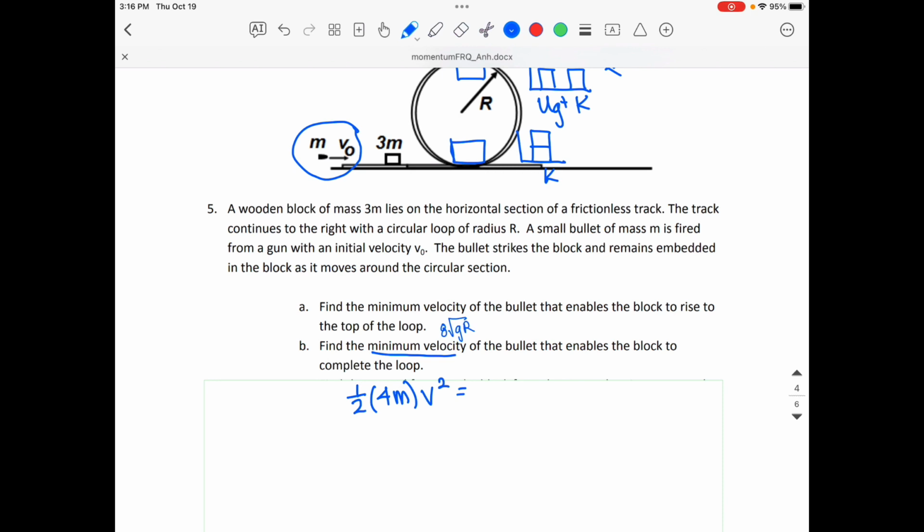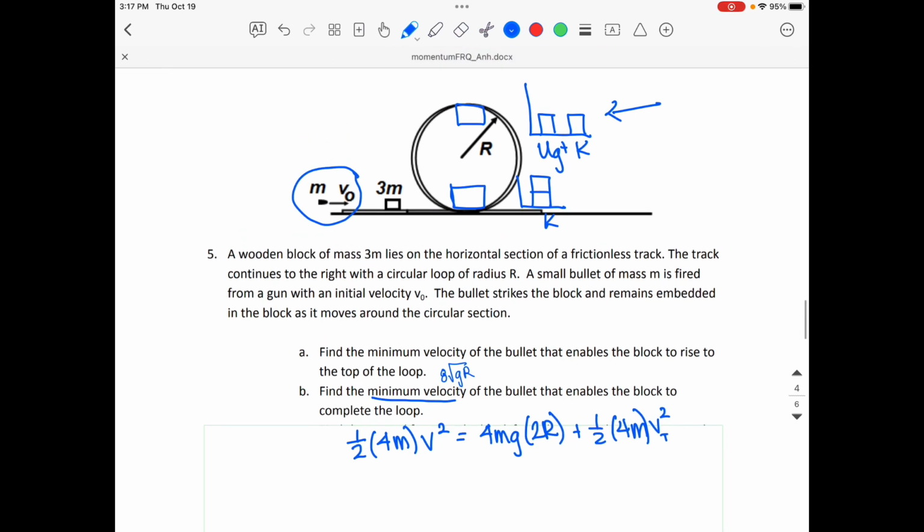And I don't know that velocity. I am going to set that equal to 4mgh, which is 2r, and add that to 1/2 4m v, I'm going to call this velocity at the top, squared. Now, what I need is the velocity at the top of the ramp.